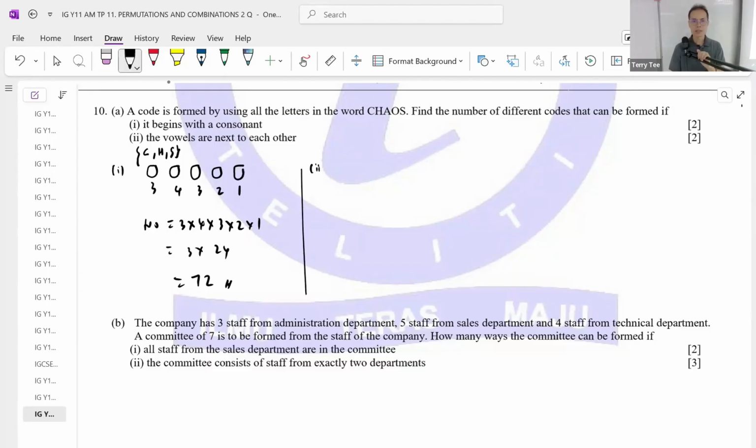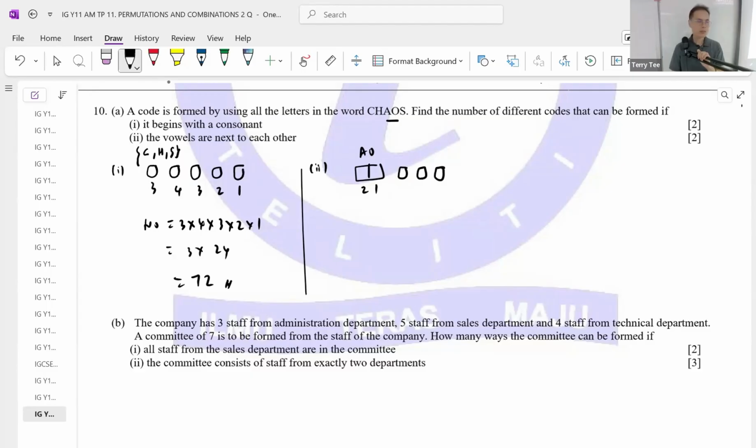Okay, next. The vowels are next to each other. Okay, the vowels are next to each other. So we draw, vowels will be A and O. Tie them next to each other. So we draw 3 more boxes. How many ways for the vowels next to each other? Answer 2 times 1, 2 factorial, right?